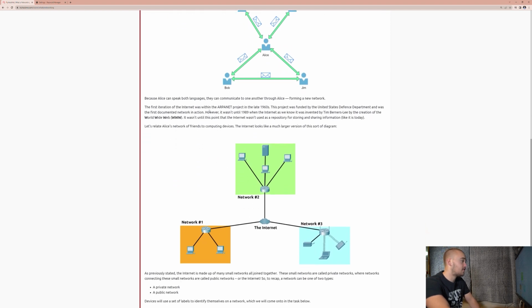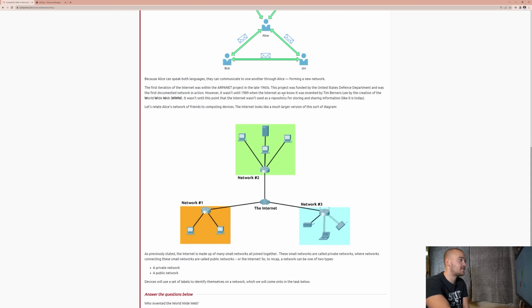The first iteration of the internet was the ARPANET project in the late 1960s. This project was founded by the United States Defense Department and was the first documented network in action. However, it wasn't until 1989 that the internet, as we know it, was invented by Tim Berners-Lee with the creation of the World Wide Web. It wasn't until this point that the internet was used as a repository for storing and sharing information like it is today. Let's relate Alice's network of friends to computing devices.